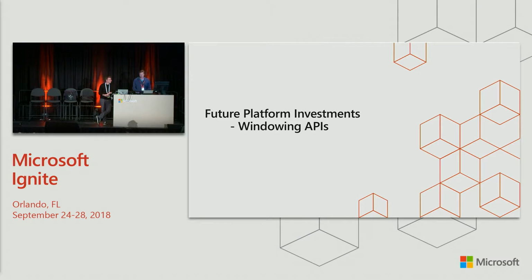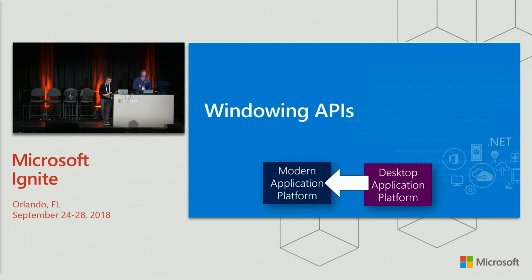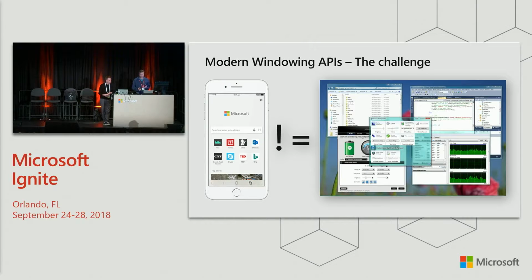All right, thank you. I'm going to go quickly over some additional platform investments around the windowing API space. I don't have a demo here, but this is another example of how we're bringing the power of the desktop into the modern platform. The challenge that we face is how do you take the modern input experience that was originally designed for mobile consumer scenarios that are typically full screen and touch oriented, and enhance that to include all the power of the desktop with its floating windows, toolbars, parent-child relationships, and always on top windows. It's kind of a complicated model.